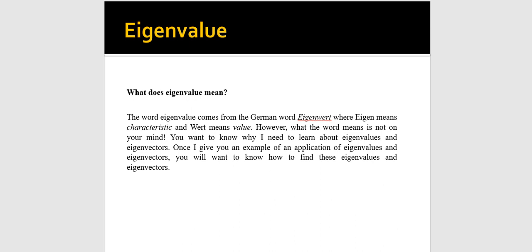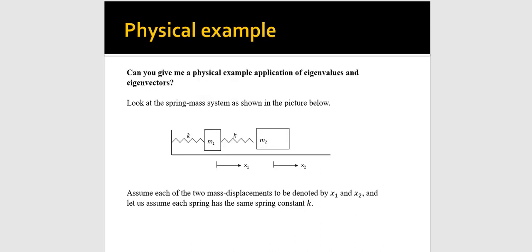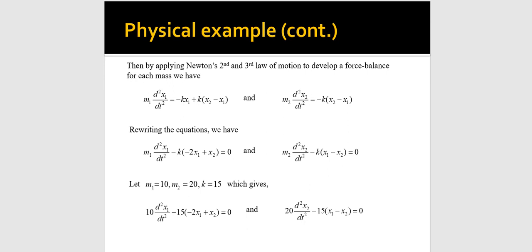So eigen means characteristic, and value means value. So it is a characteristic value, which signifies what the given system or function looks like. For example, a physical example is given over here. I can give you another example on this, Newton's formula. These are relatively harder examples.